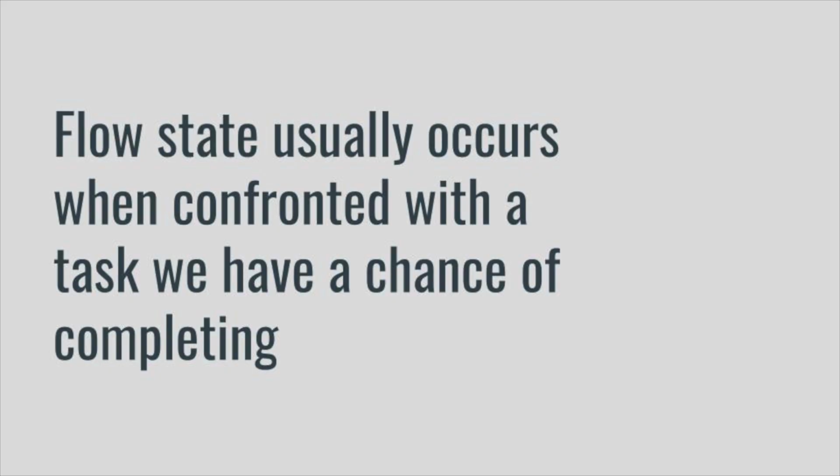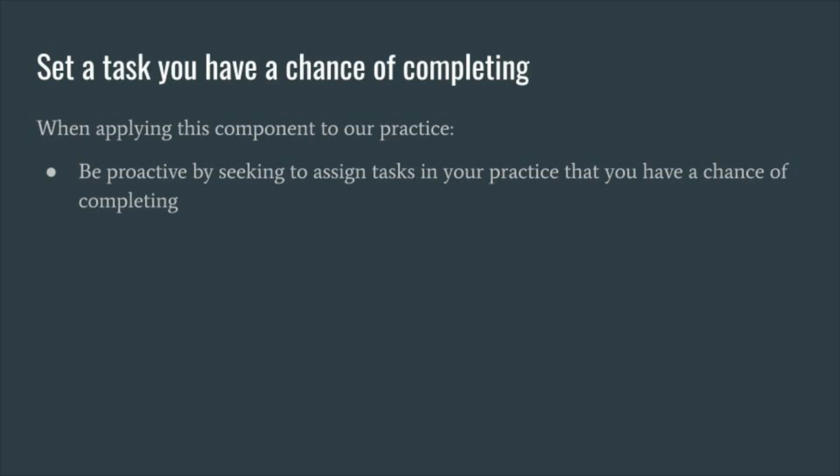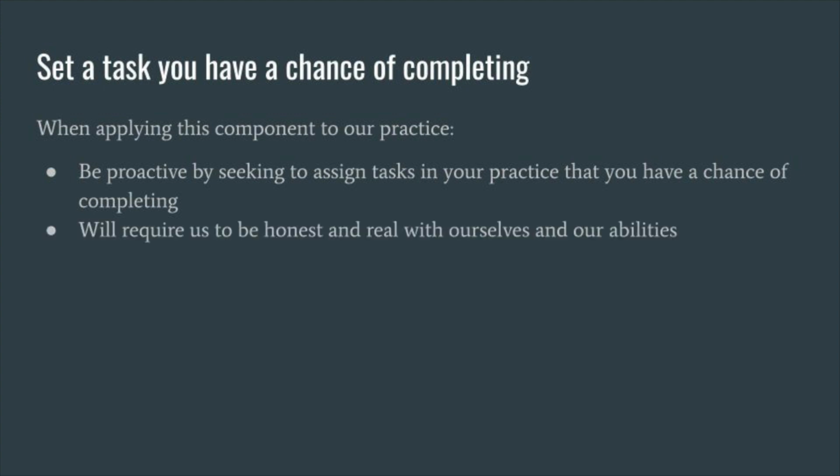The first component of flow state is that flow state usually occurs when confronted with a task that we have a chance of completing. If we assess that a particular task will be too hard for us to complete, we most likely will not pursue that activity. When applying it to our practice sessions, we can be proactive and design for flow by making sure that we are setting tasks that we have a chance of completing. We need to be honest and real with ourselves and our abilities. This will help us choose appropriate tasks relative to our current performance ability.